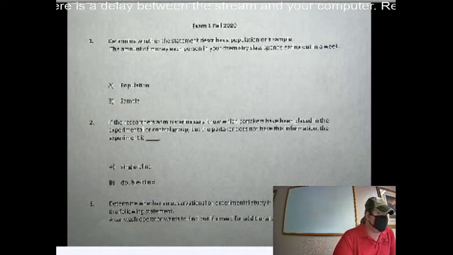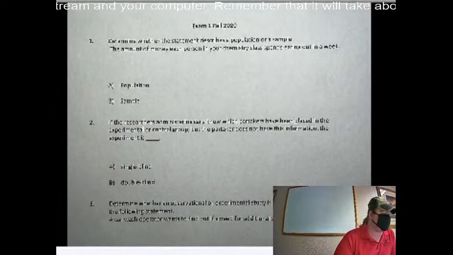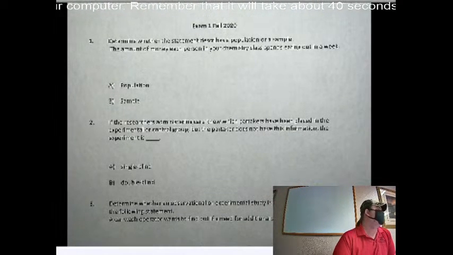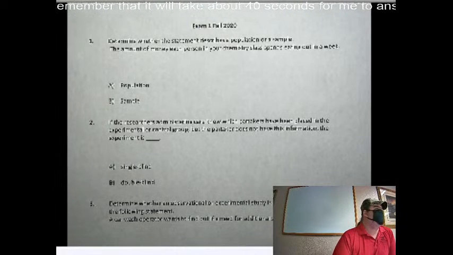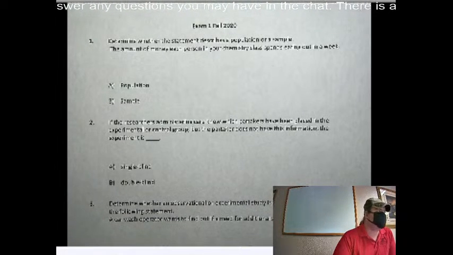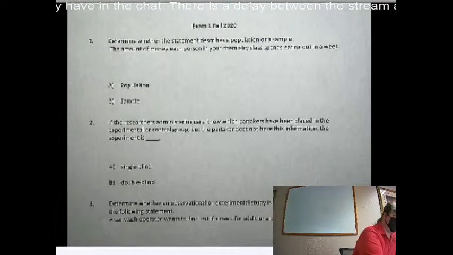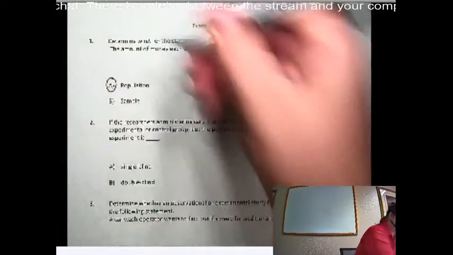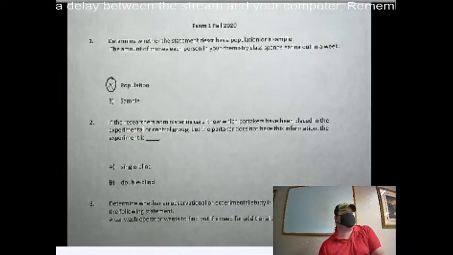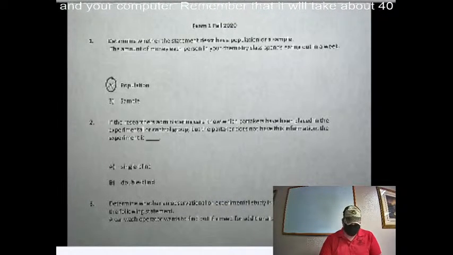Determine whether the statement describes a population or a sample. The amount of money each person in your chemistry class spends eating out each week. So what would that be, a population or a sample? Any ideas? Yeah, there we go. Thank you. This is indeed a population because we're talking about the entire class. If we were just talking about a portion of the class, that would be a sample.